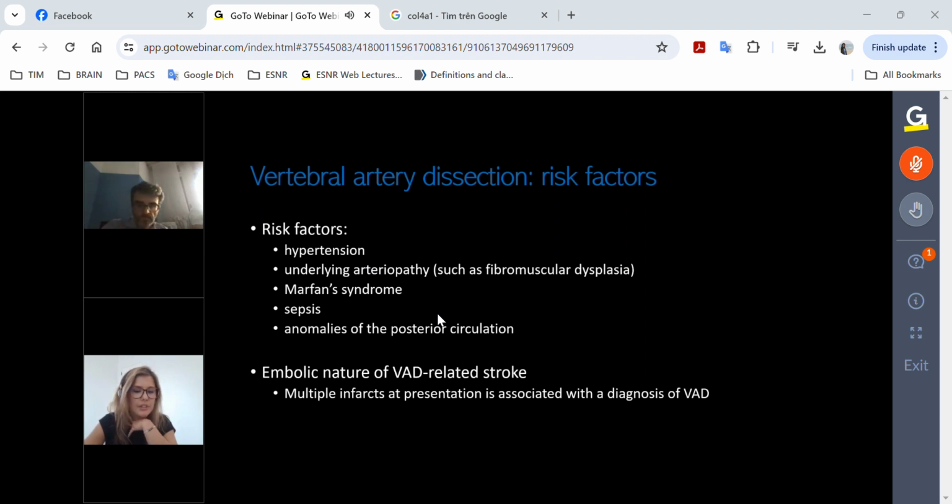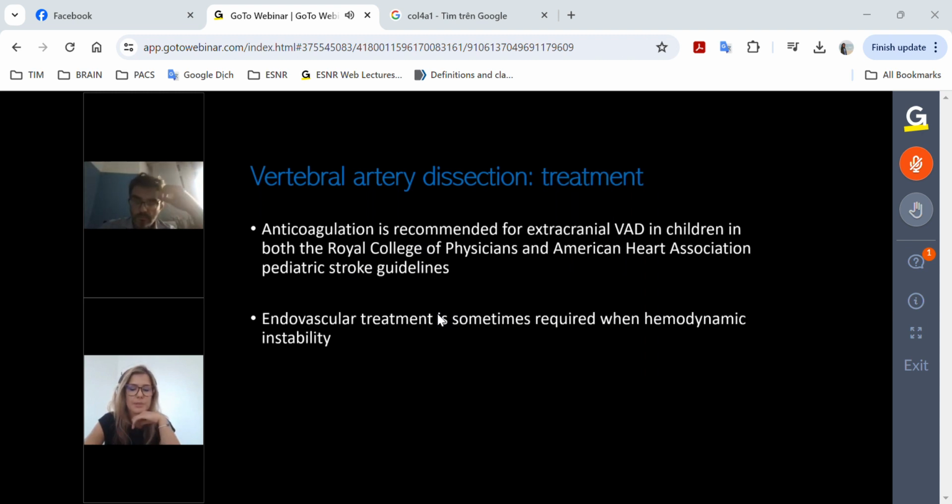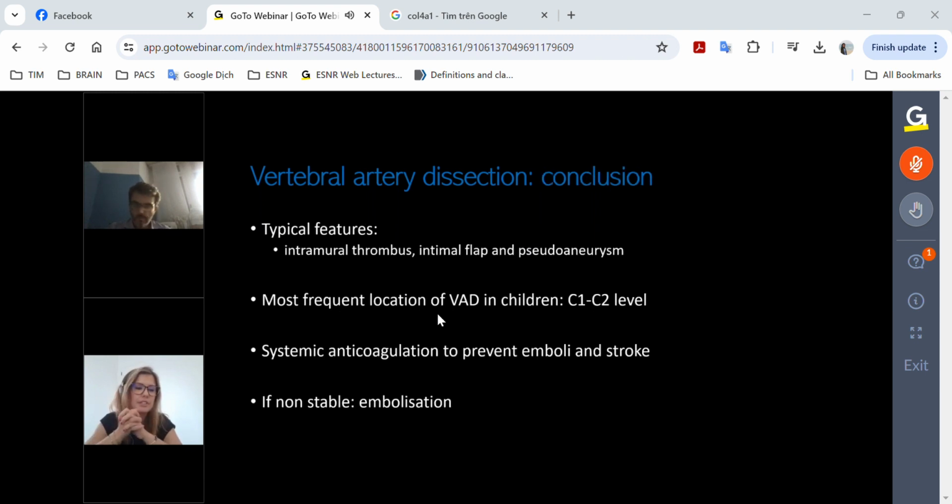And of course, you can have multiple infarcts at presentation, which are associated with the dissection of the vertebral artery. So this patient needs systemic anticoagulation to avoid these ischemic brain lesions. And of course, when they are hemodynamically unstable, they have to be treated. So it is a very typical feature here.